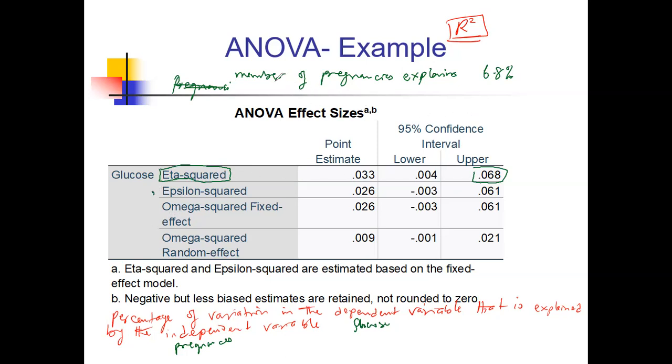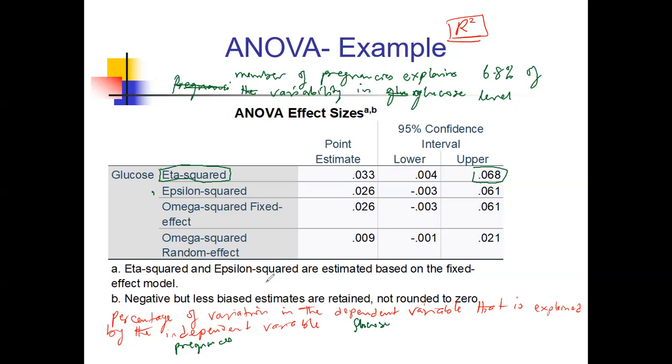So the number of pregnancies explains 6.8% of the variation or the variability in glucose level, or blood glucose level. Okay, so that is the effect size. That is how that is interpreted. So you interpret it in the context of the problem you're trying to address.